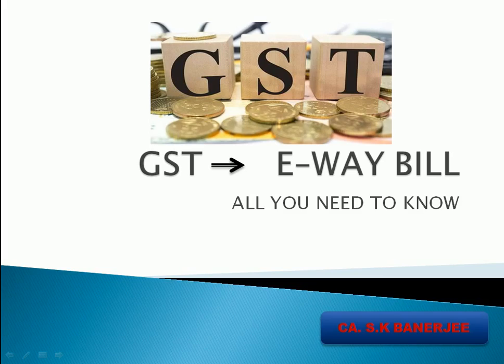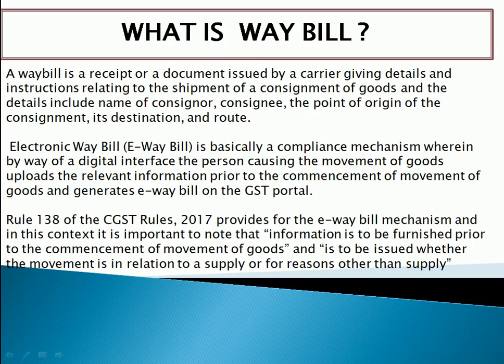So now first let's begin with what is a way bill or an e-way bill. A way bill is a receipt or a document which is issued by a carrier, which means the transporter, giving details and instructions relating to the shipment of a consignment of goods, and the details include name of the consigner, the consignee, the point of origin of the consignment, the destination of the consignment, and the route.